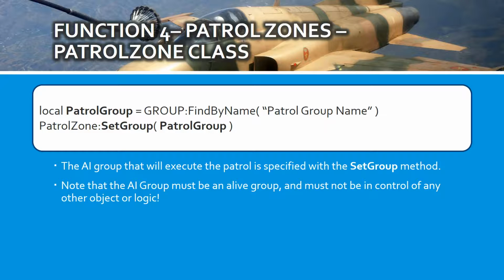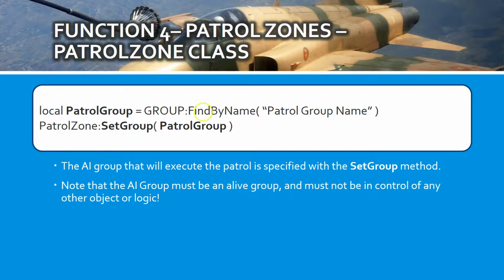When you instantiate the patrol zone, it will actually not do anything, because you still need to give the group for which you want to patrol the zone. With this method, set group, you give the patrol group that you have found by name or spawned or whatever, and it will then start patrolling that group, executing its mission within the zone with the given speed and altitude parameters.